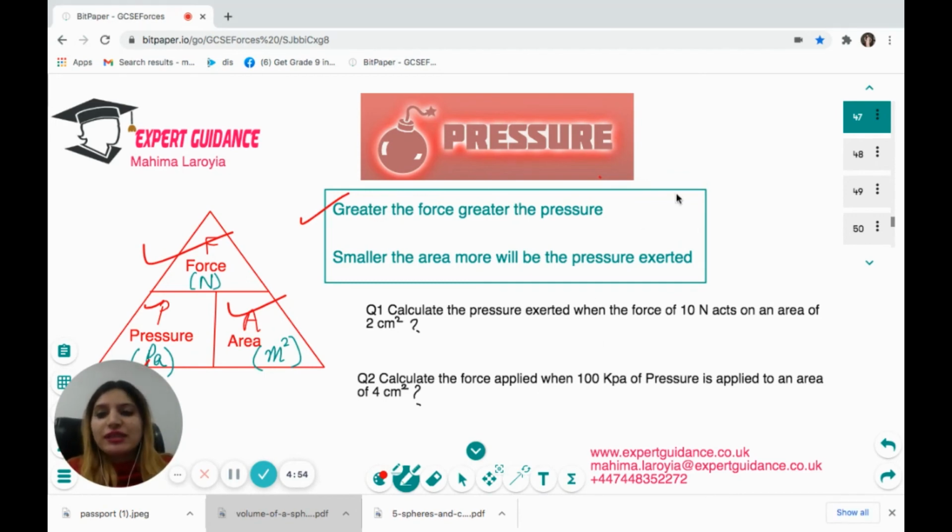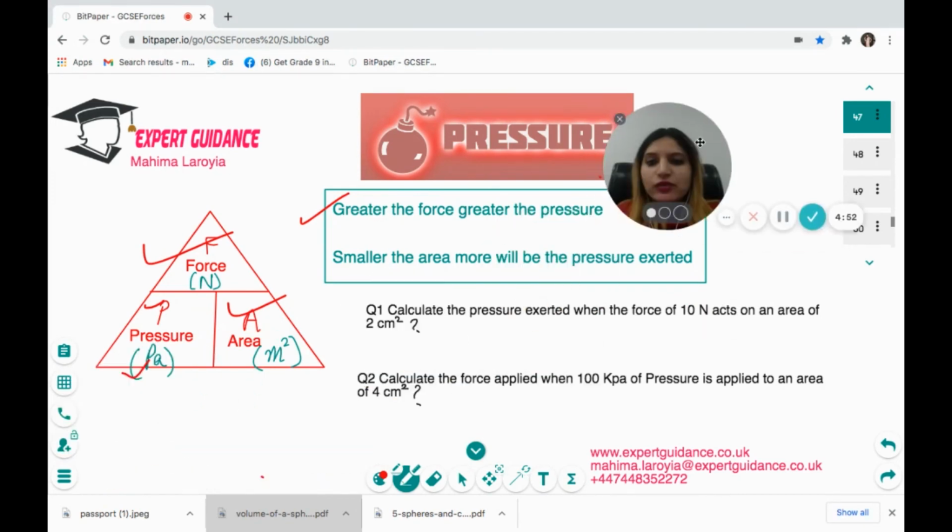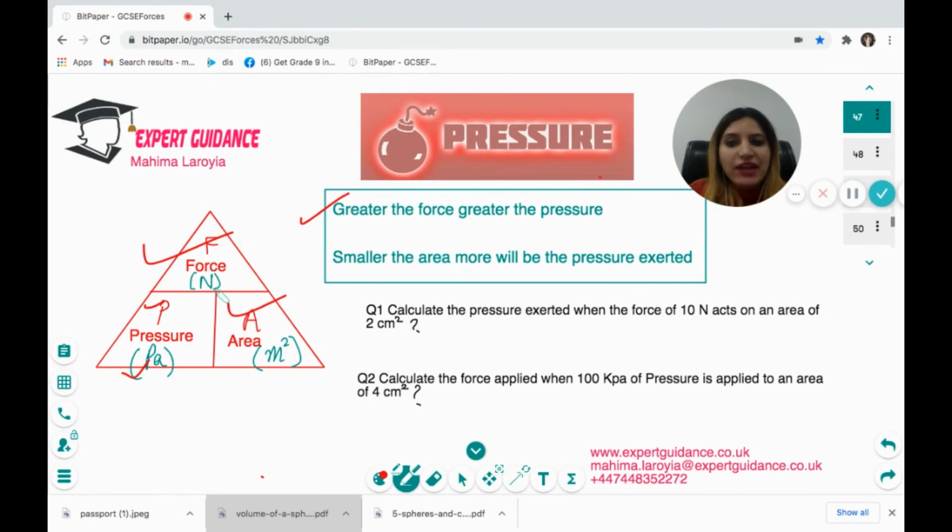Now let us move on to a very important concept, pressure. Pressure is measured in pascals, and that is given by the formula force per unit area, where force is in newtons, area is in meters squared, pressure is in pascals. When we have greater force, we have greater pressure. The smaller the area, the more pressure is exerted.